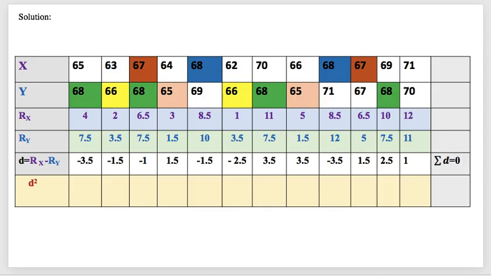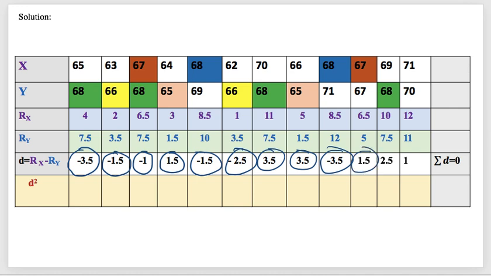But for the checking, we will see the difference must be 0. So when we take the difference here, the first difference is 4 minus 7.5, which is minus 3.5. Next is 2 minus 3.5, minus 1.5. 6.5 minus 7.5 is minus 1. 3 minus 1.5 is 1.5. 8.5 minus 10 is minus 1.5. 1 minus 3.5 is minus 2.5. 11 minus 7.5 is 3.5. 5 minus 1.5 is 3.5. 8.5 minus 12 is minus 3.5. 6.5 minus 5 is 1.5, and then 10 minus 7.5 is 2.5. 12 minus 11 is 1.